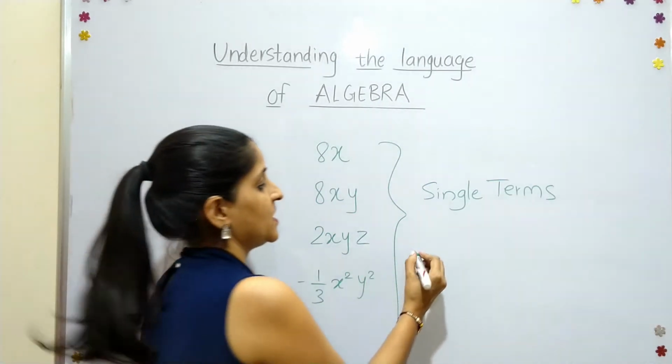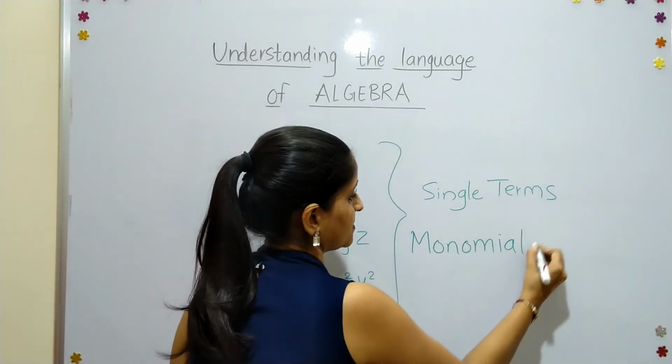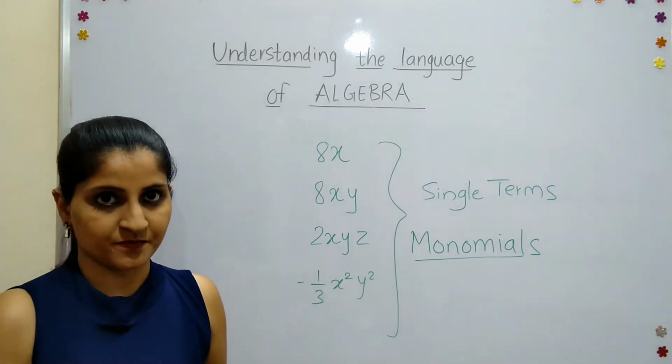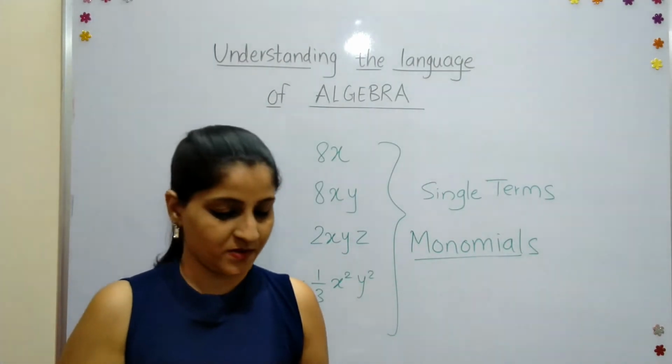These single terms are also called as monomials in algebra. Monomial means a single term. Now let us understand what is a binomial and trinomial.